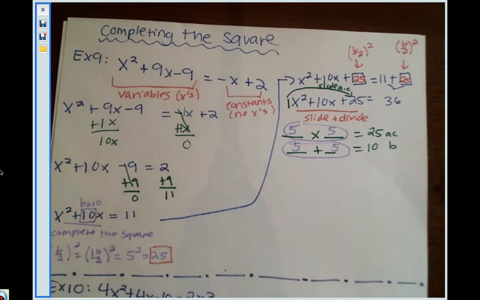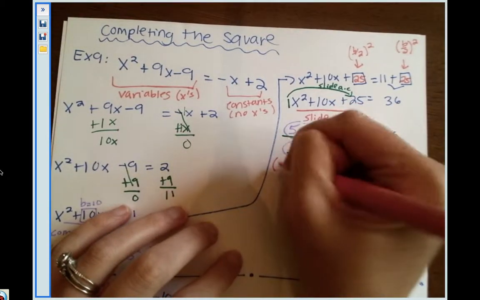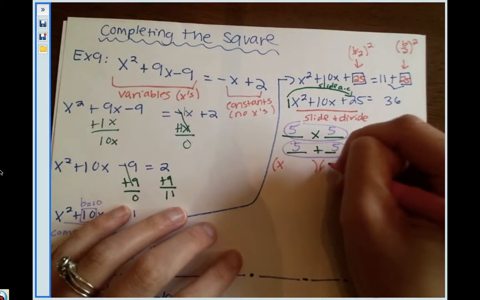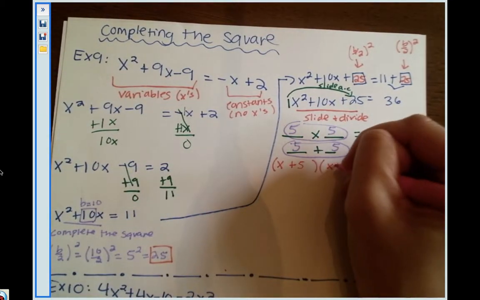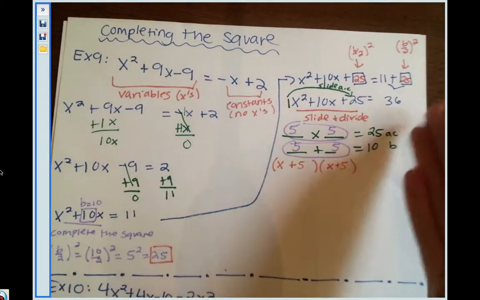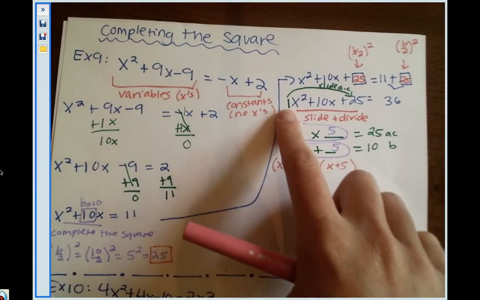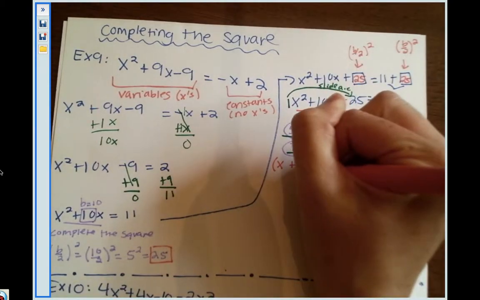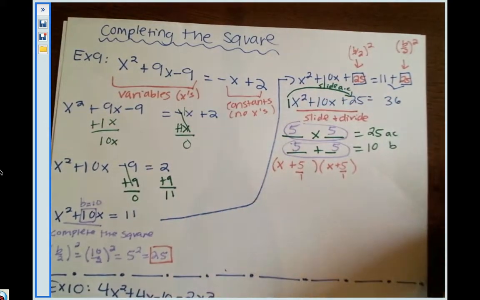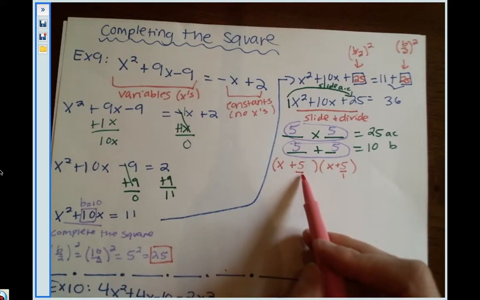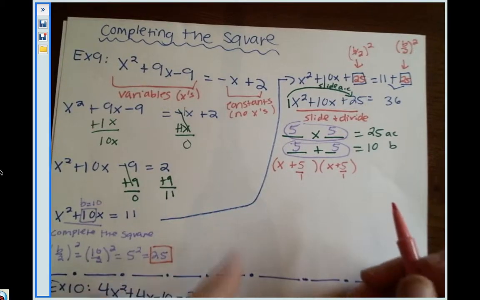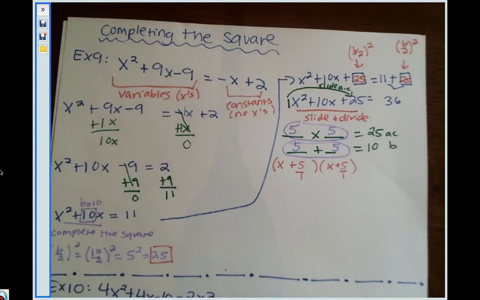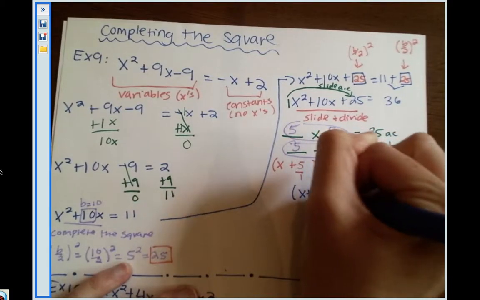So when we write our final answer with slide and divide, we do our 2 parentheses with x's. Since these are both positive 5, I'm going to put them as plus 5. At the very end, we divide by a, which in this case is 1, and 5 over 1 is just 5. So this is x plus 5 times x plus 5, which, since this repeats, I could write as x plus 5 quantity squared.